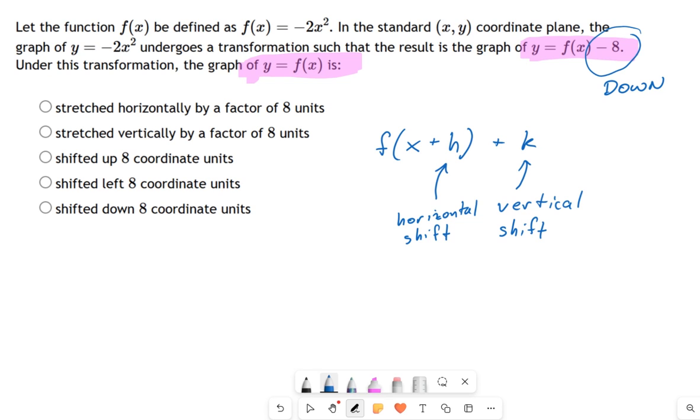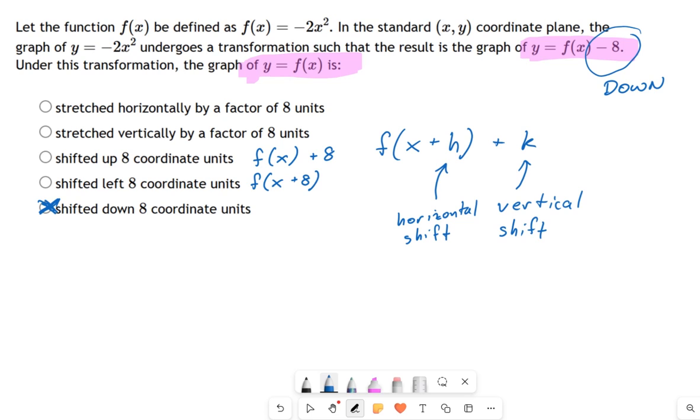So we just look for the one of these where it says shifting down in this example. Let's look at the other ones. What would shifting left be? Well, that would be f of x plus 8 inside the parentheses. And shifting up would be f of x, and then outside the parentheses, you stick a plus 8. Okay, so those are the sorts of shifts that you'll see.